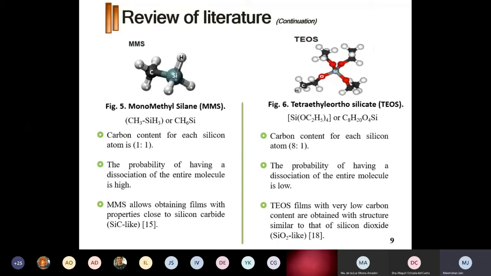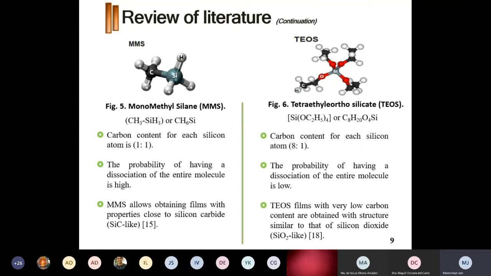Here we are using MMS and TEOS gas because silane is a very toxic and flammable gas, and it is also very explosive. So it is better to use organic materials like MMS and TEOS gas. The full form of MMS is monomethylsilane, and its chemical formula is CH6Si. With the formula, we can see that the ratio of carbon content to silicon atoms is 1:1.